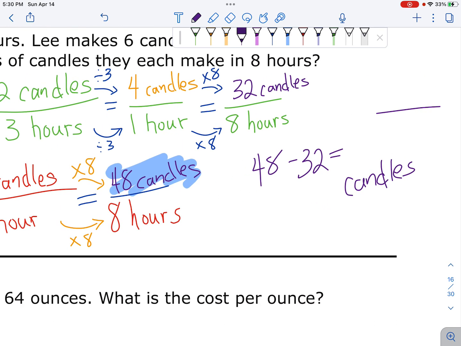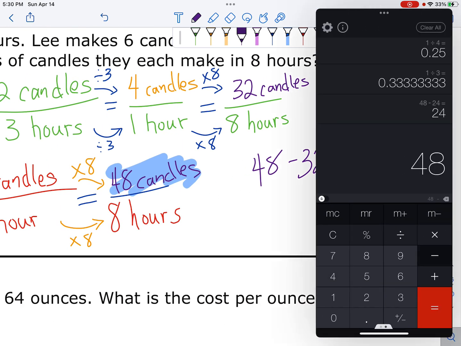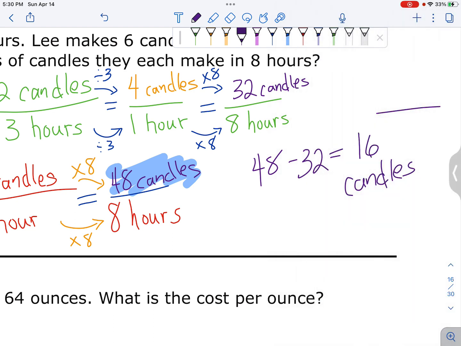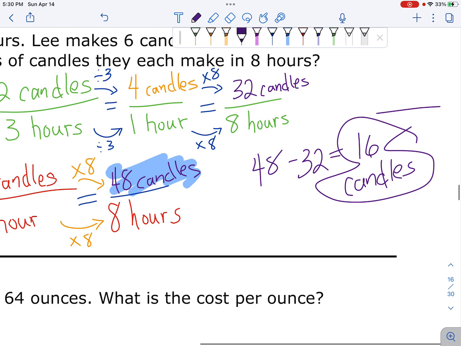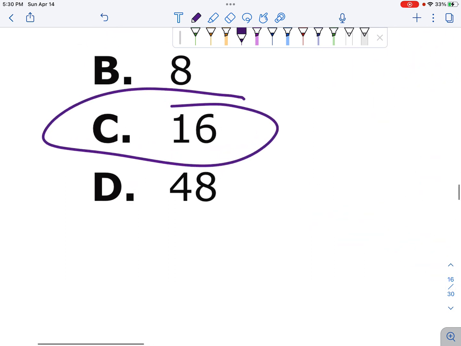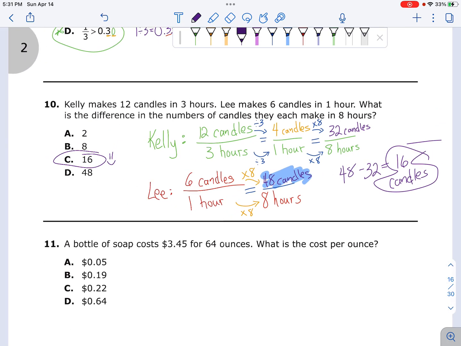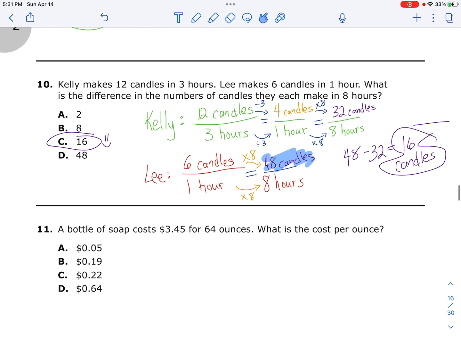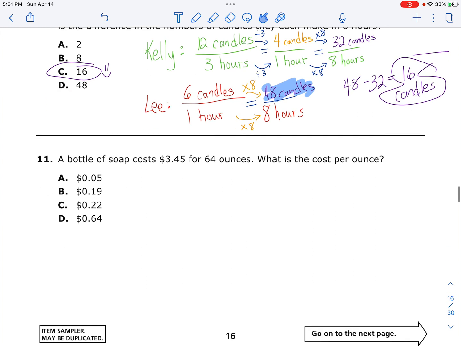All right, 48 take away 32. That was a silly mistake. It is 16, not 15. This is the real difference. When you do math fast, you might make mistakes like Mrs. Toivola. If you put a smiley face next to a mistake you find on your own, you're still on your way to extra credit. Number 11, a bottle of soap costs $3.45 for 64 ounces.